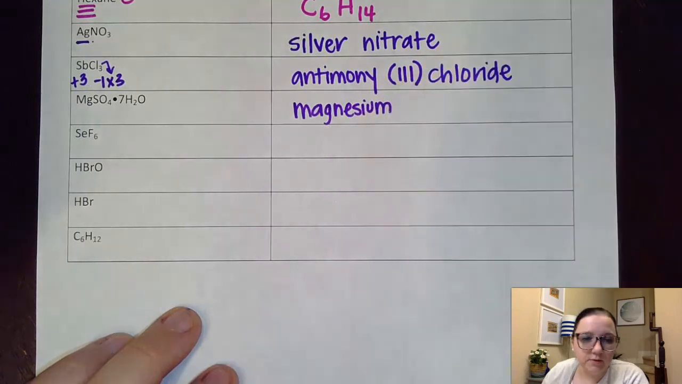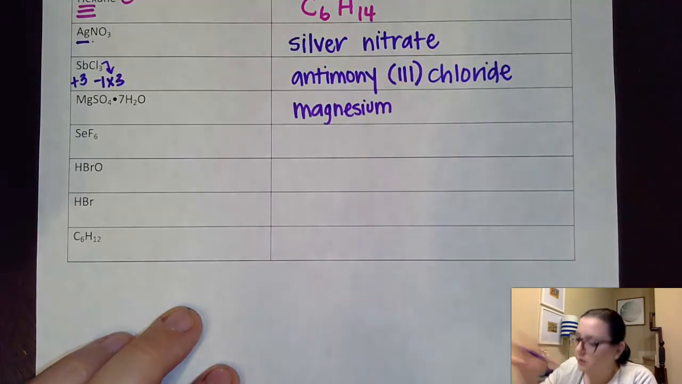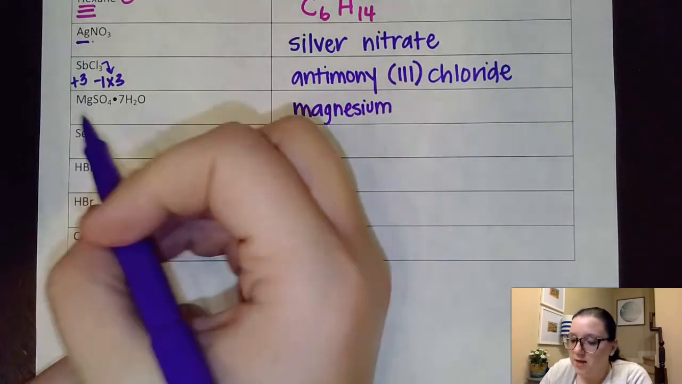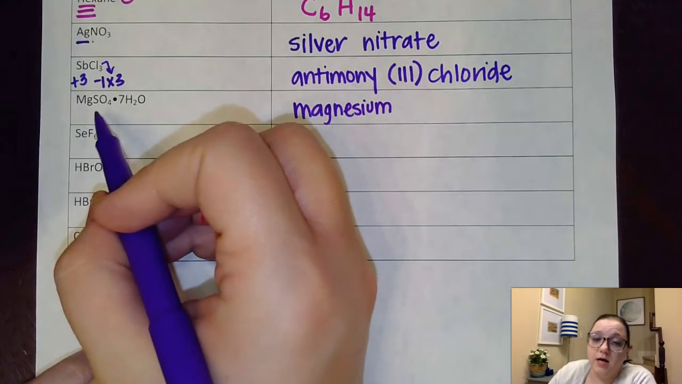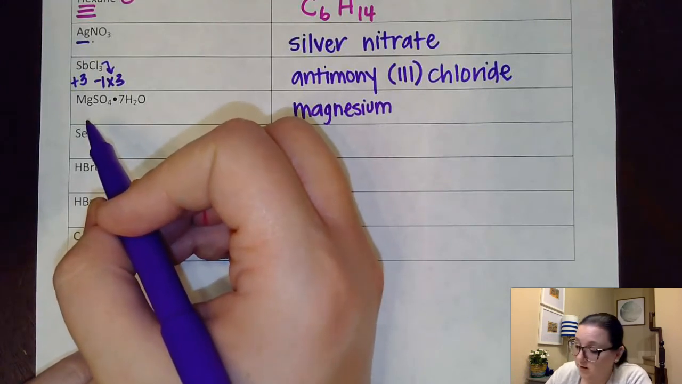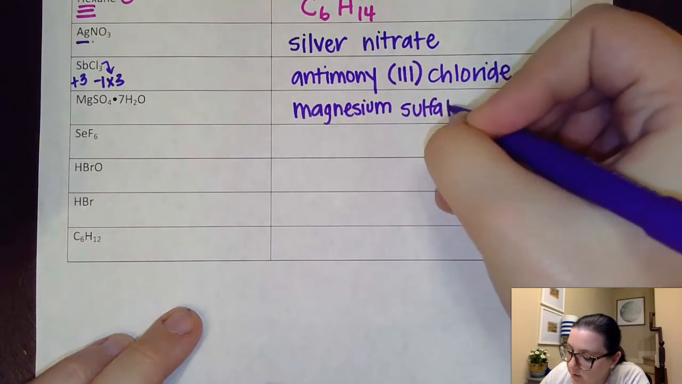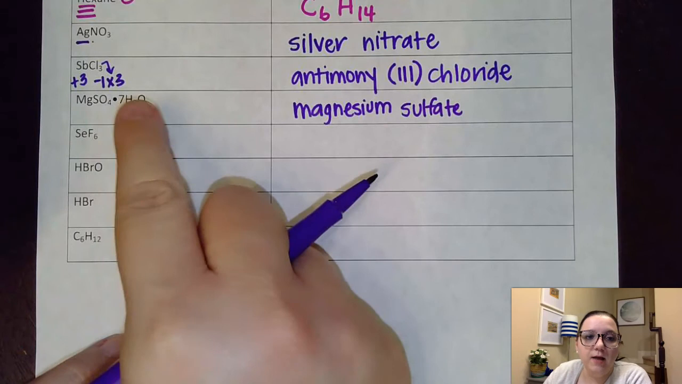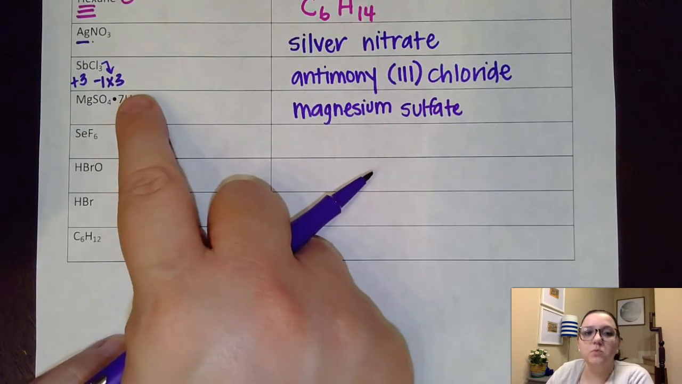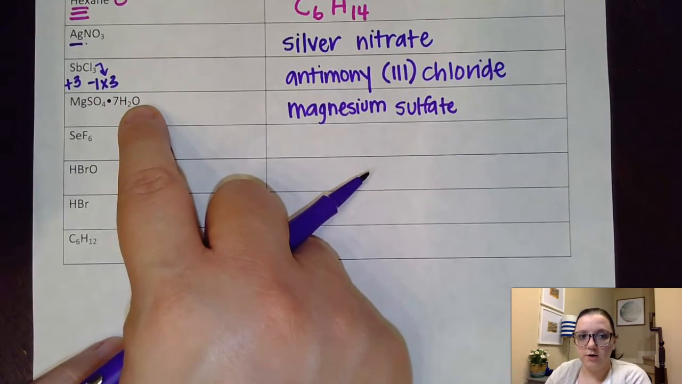So again, I always double check and make sure, do I need a Roman numeral or not? Here I don't, because it's always +2. Then I see I have a polyion, and polyions just get named. I don't have to change the ending, so I'm going to call it sulfate, because that's the polyion that it is. And then I'm going to use a prefix with the word hydrate to indicate how many waters.